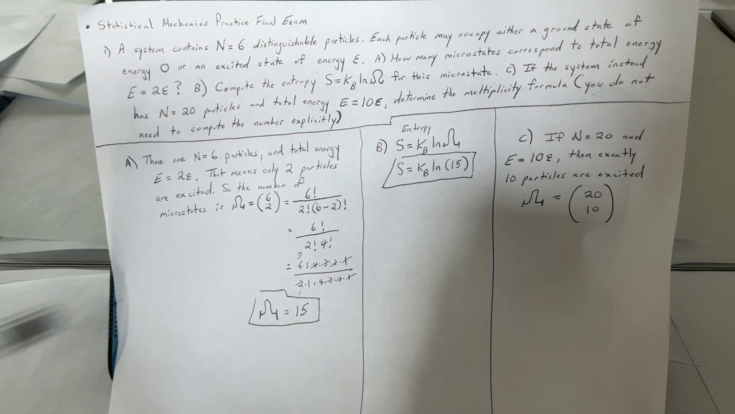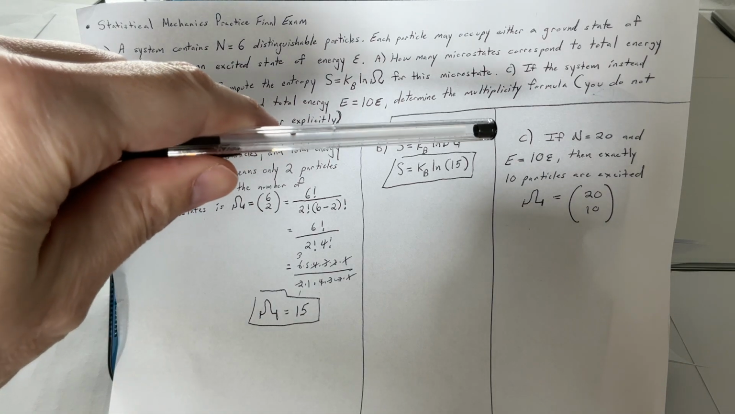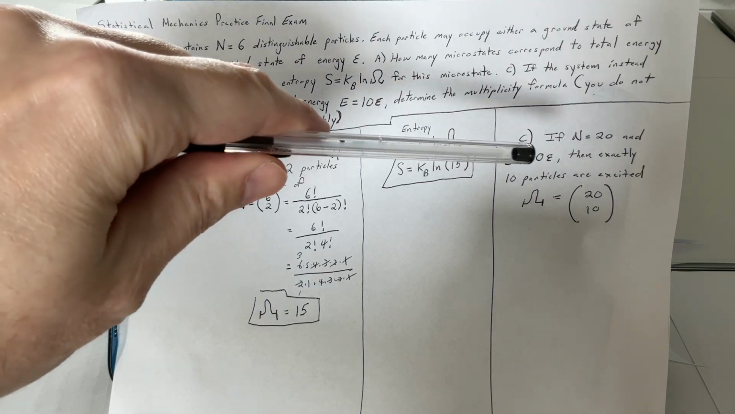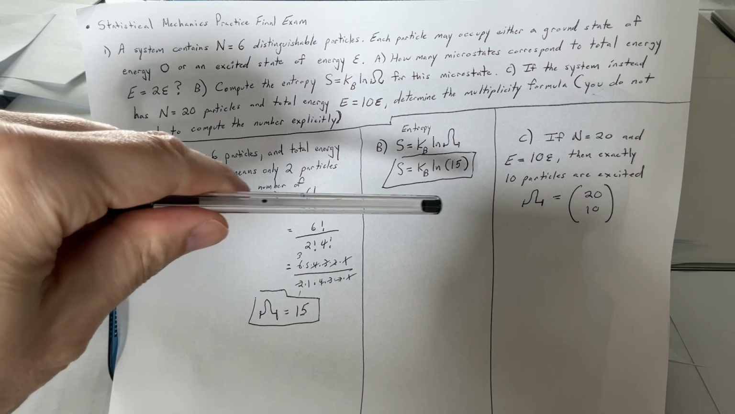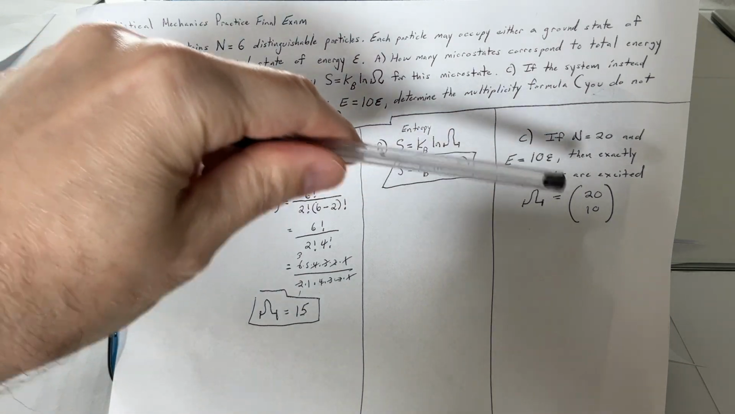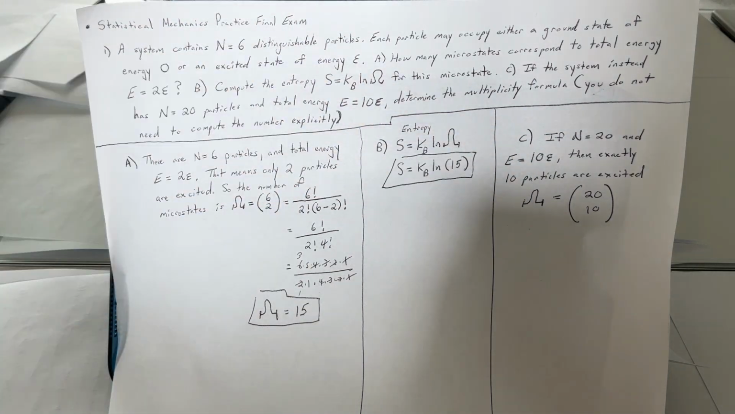Okay, part C, if the system instead has N equals 20 particles and total energy E equals 10 epsilon, determine the multiplicity formula. You do not need to compute the number explicitly. So if N equals 20 and E equals 10 epsilon, then exactly 10 particles are excited. Omega equals this combination formula for N and R, 20 and 10.